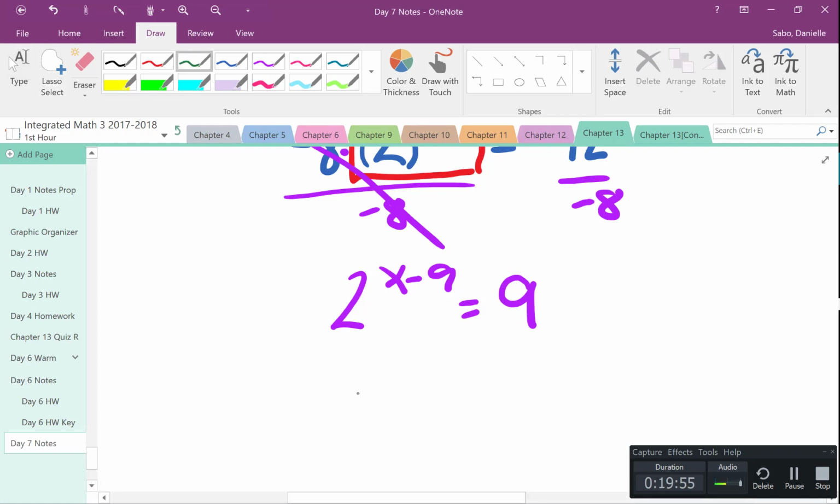So let's go ahead and rewrite it. Log base 2 of 9 equals x minus 9. All right, solve that for your homework.